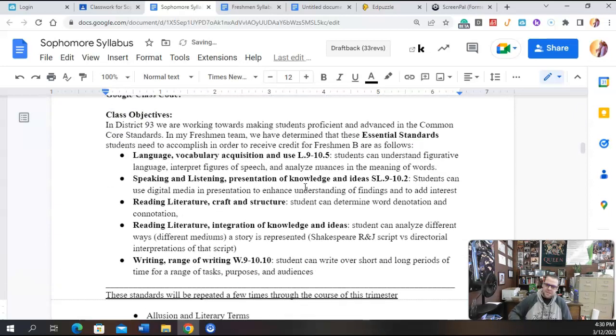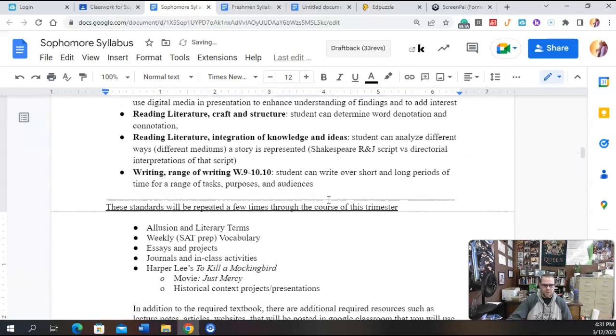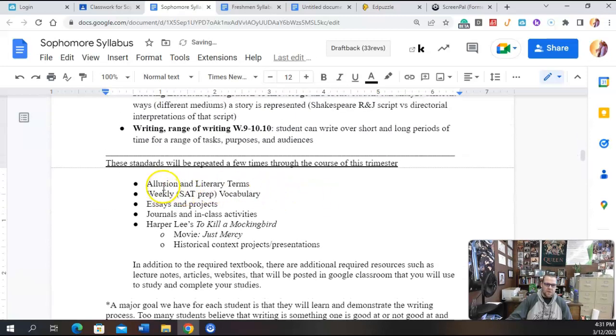Our focus this trimester, as per usual in an English class, is language and vocabulary. We have speaking, listening, and standard reading of literature, which in our case is To Kill a Mockingbird, along with reading nonfiction and fiction pairings. They will also do writing for me. They'll be having allusion and literary terms, which they will be quizzed on, and SAT vocabulary, which they will be quizzed on.